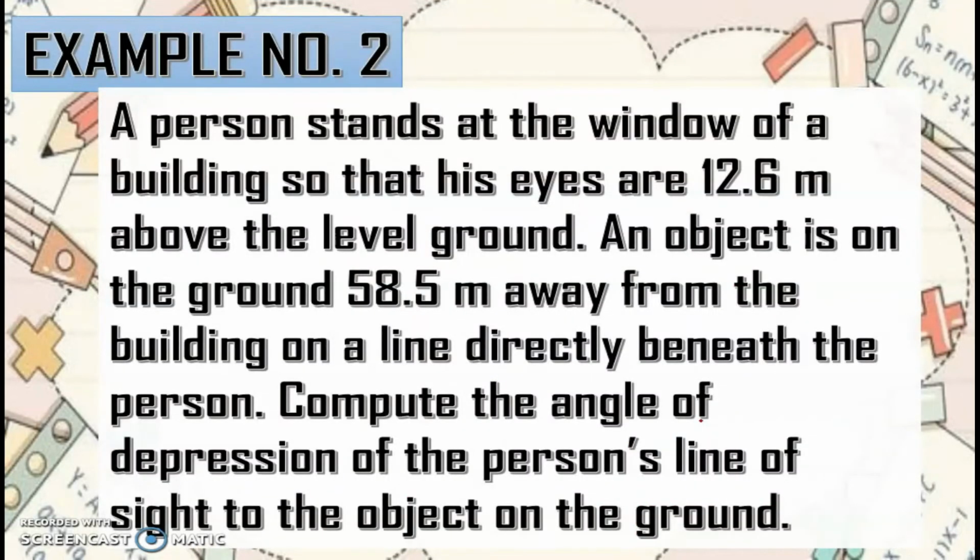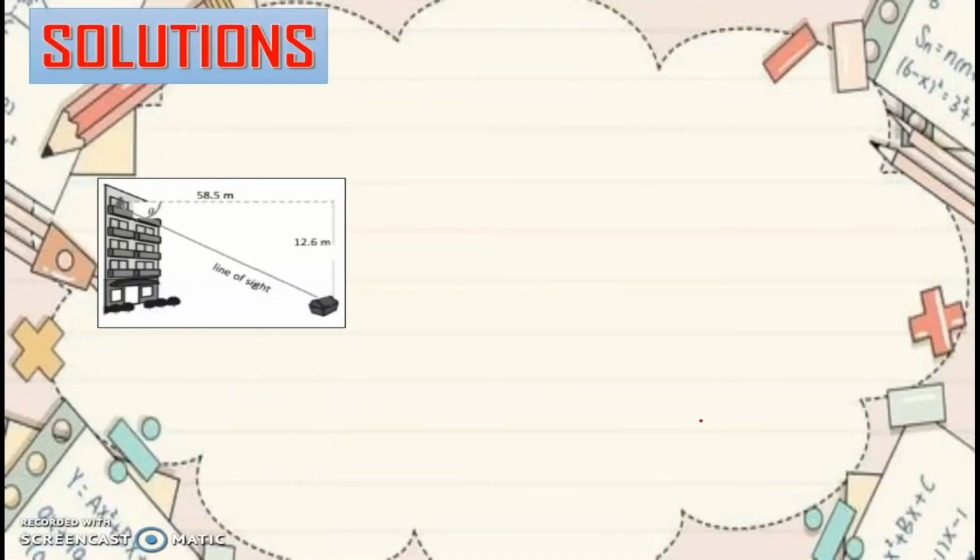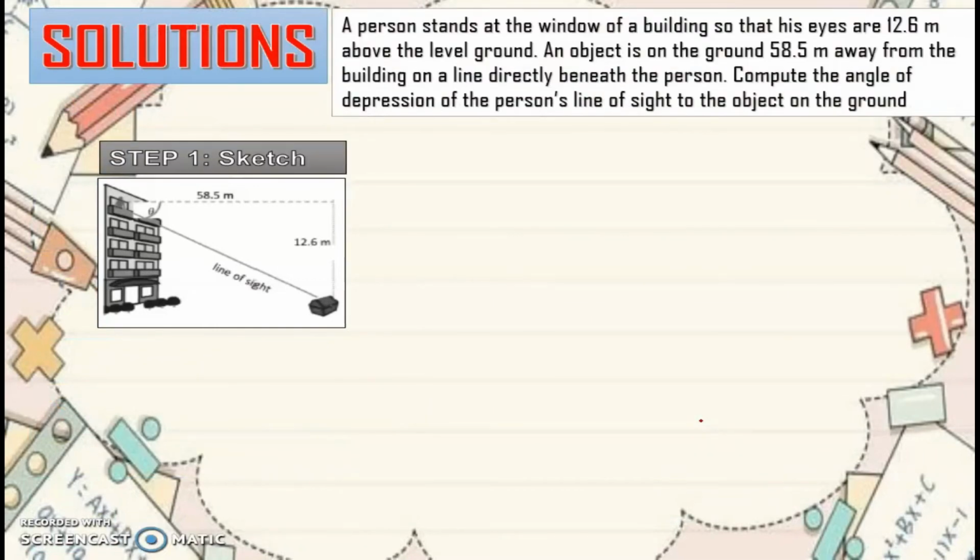A person stands at the window of a building so that his eyes are 12.6 meters above the level ground. An object is on the ground 58.5 meters away from the building, on a line directly beneath the person. Compute the angle of depression of the person's line of sight to the object on the ground. So as I've said, class, the first thing that we need to do is sketch the situation so that we could visualize the given.